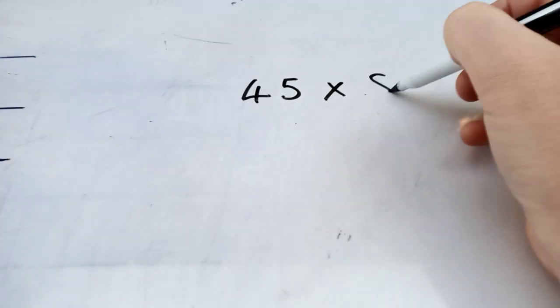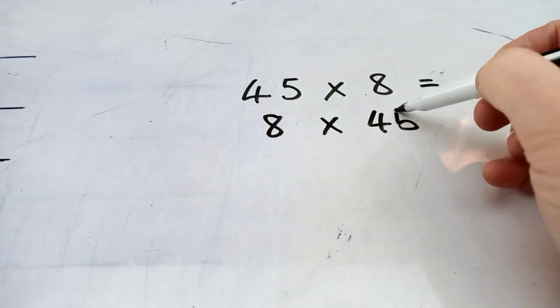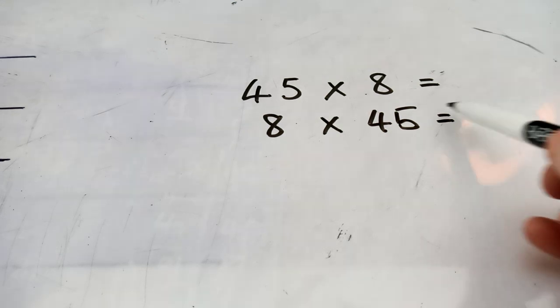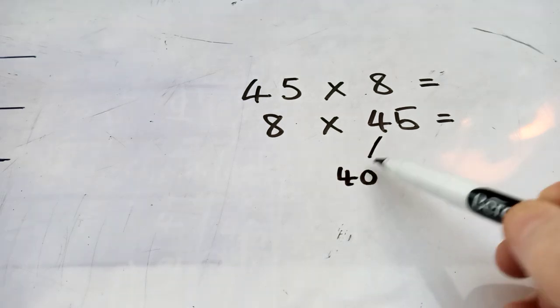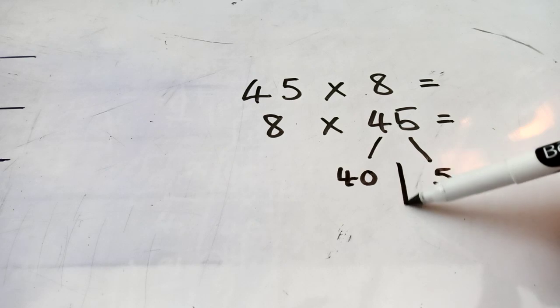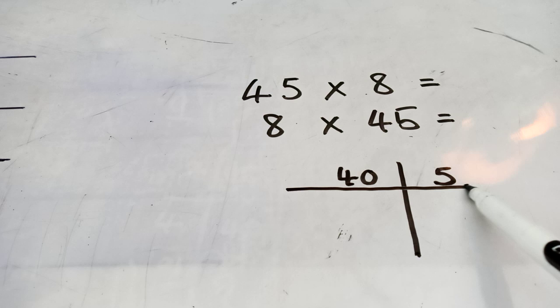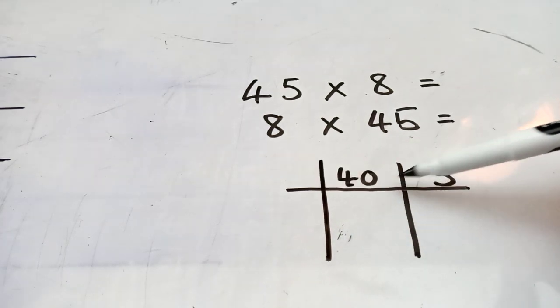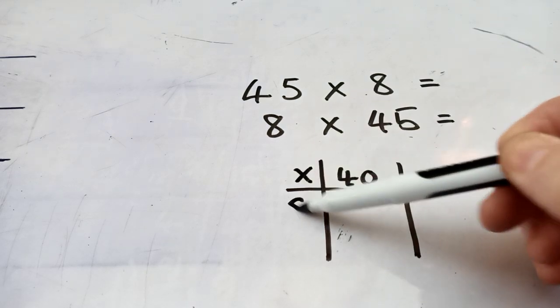Okay, we'll do one more for luck. This time I'm going to go for something a bit meatier. 45 times by 8 equals, or I could do 8 times by 45, doesn't matter. I take my 2-digit number and I partition it into a 40 and a 5, right? And that becomes my grid. What am I timesing it by? I'm timesing my 45 by 8. I put my times there and my 8 there.